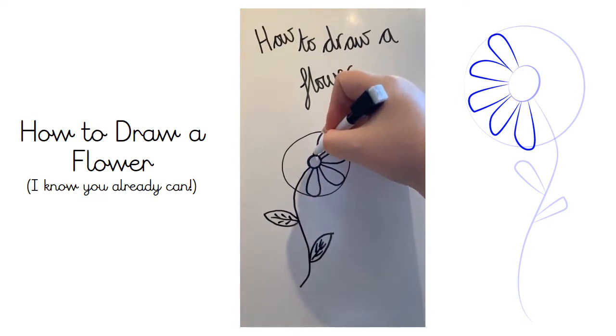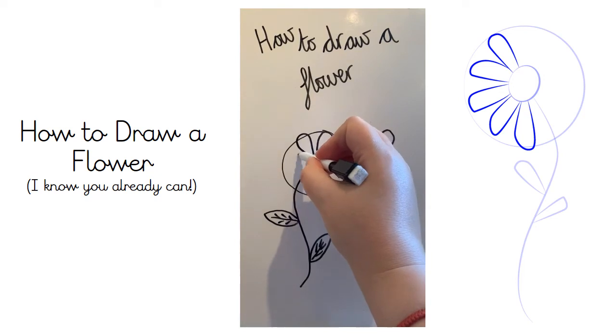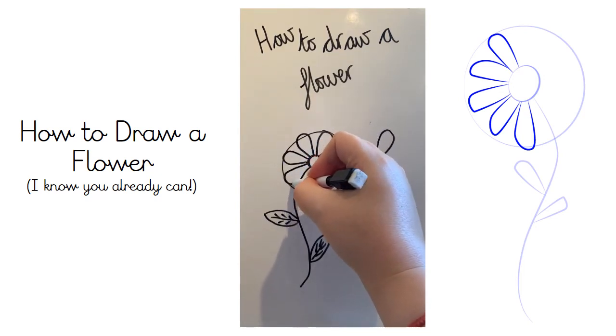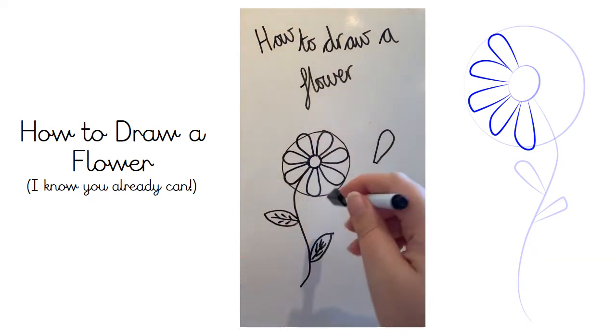Do another one up here. See, it's okay if you went over the circle a little bit. It's just a guide to give you. And the last one. So now I finished my flower, I need to rub the circle out.